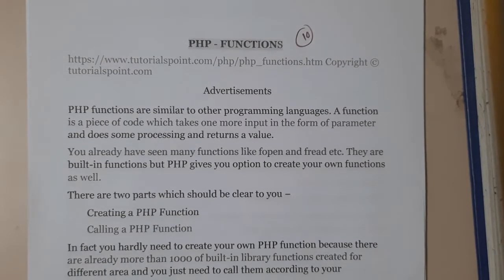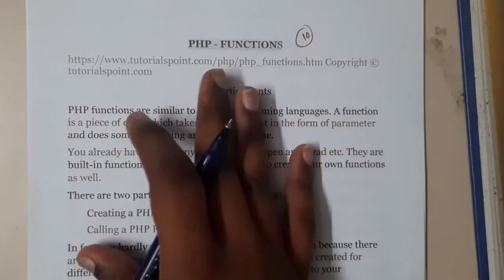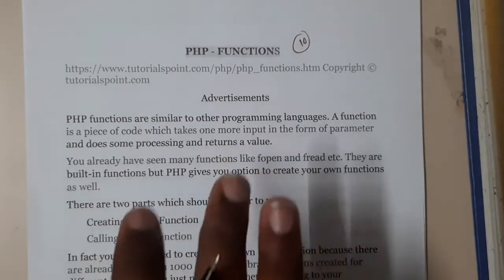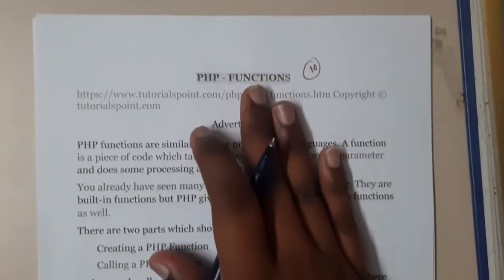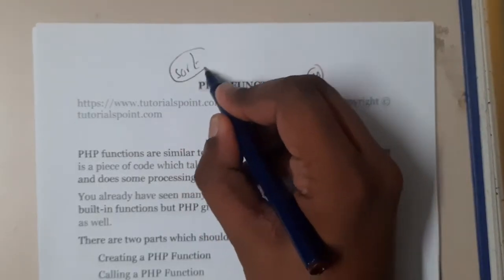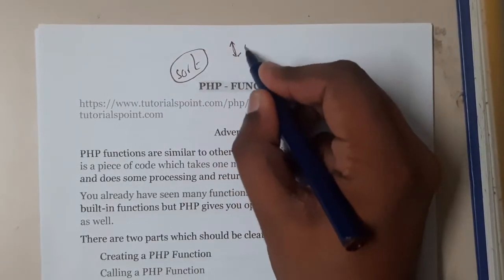So basically the main idea for using functions is to reuse the code, guys. Assume that you wrote a huge program to do a particular task, like a particular sorting algorithm. So you wrote the whole 100 lines of sorting algorithm, guys.